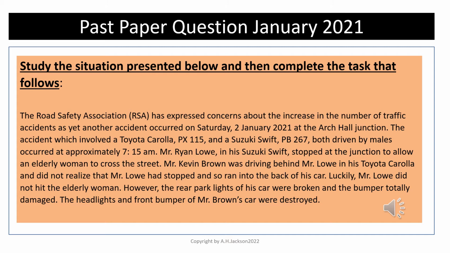The accident, which involved a Toyota Corolla BX 115 and a Suzuki Swift PB 267, both driven by males, occurred at approximately 7:15 a.m. Mr. Ryan Lowe, in his Suzuki Swift, stopped at the junction to allow an elderly woman to cross the street. Mr. Kevin Brown was driving behind Mr. Lowe in his Toyota Corolla and did not realize that Mr. Lowe had stopped, and so ran into the back of his car.